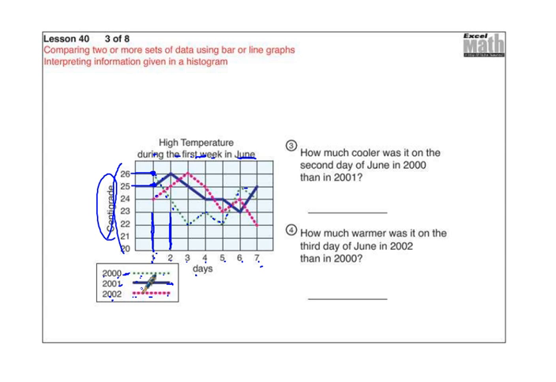And then in 2002, go up from the 1, it was 24 degrees. All right, now let's try to solve this first problem. How much cooler was it on the 2nd day of June in 2000 than in 2001? Here's the 2nd day of June.